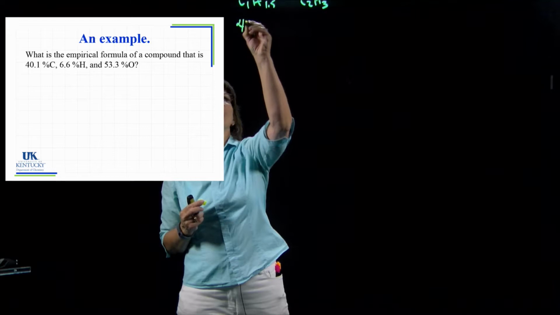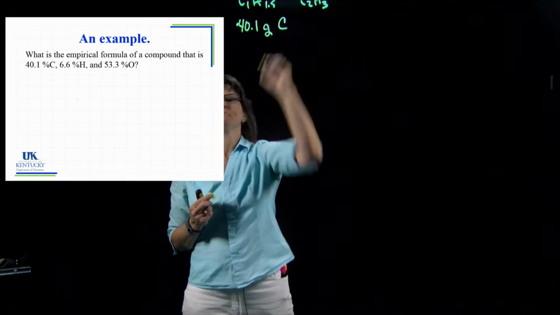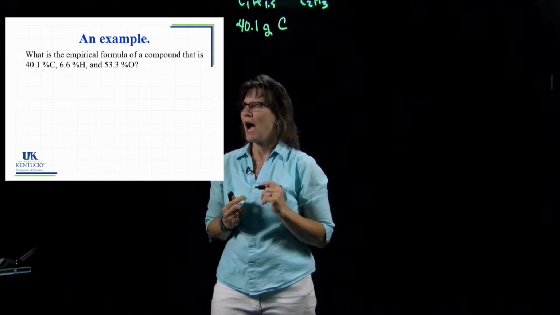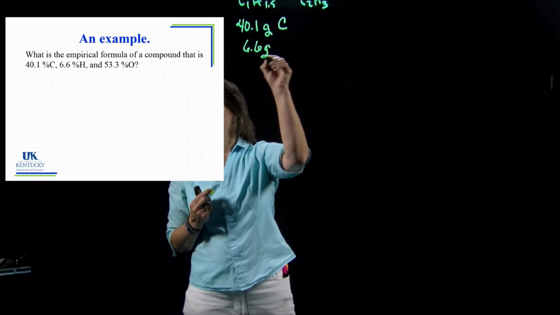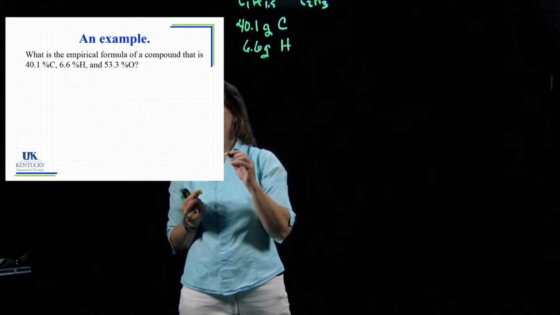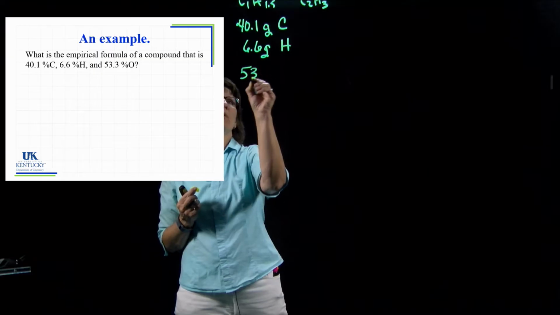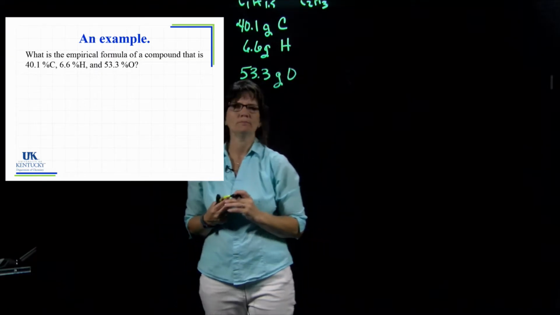So I've got 40.1 grams of carbon, okay? I have 6.6 grams of hydrogen, and I have 53.3 grams of oxygen. So I did step 1.